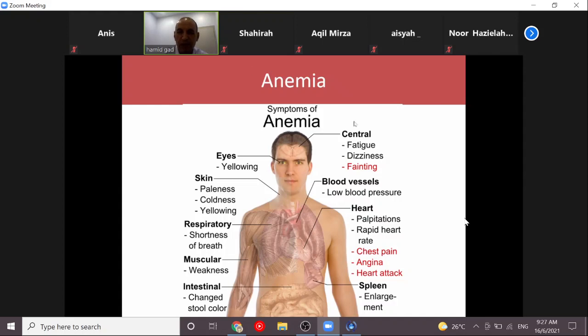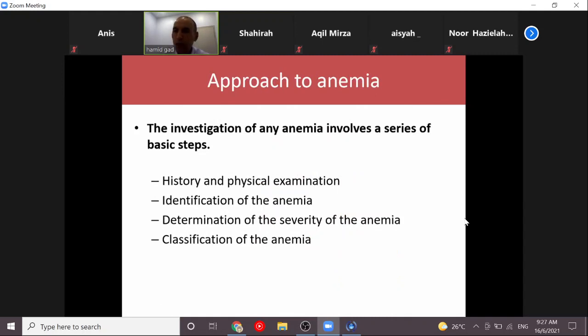Every system can be affected, including the central nervous system. You can go through this one. What we do when the patient has these symptoms is history and physical examination, as we know, and then you have to identify anemia. How to identify anemia? We just mentioned that: complete blood count, CBC.